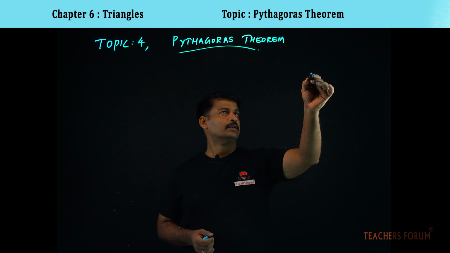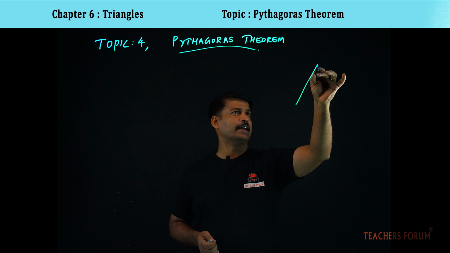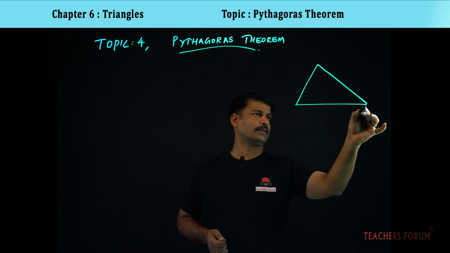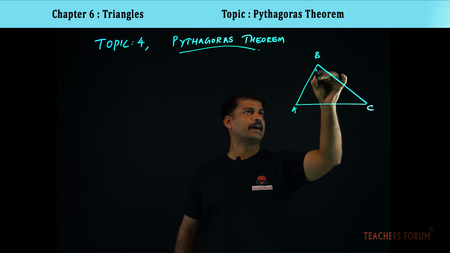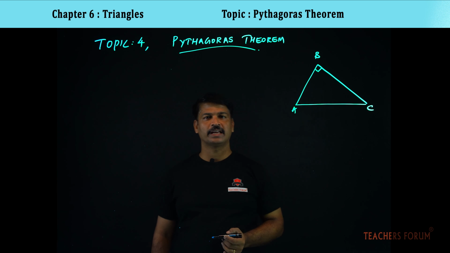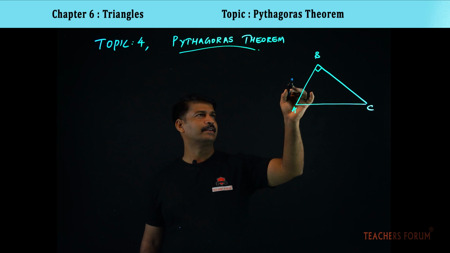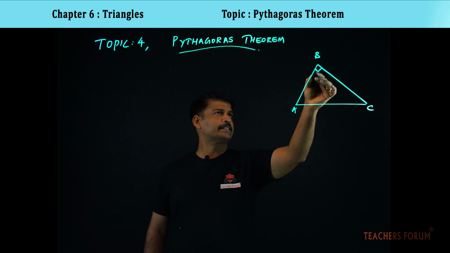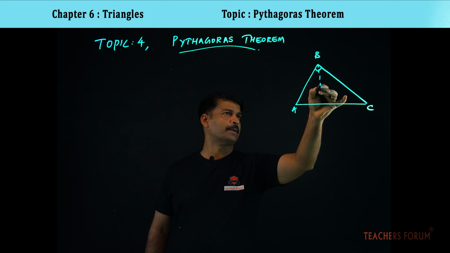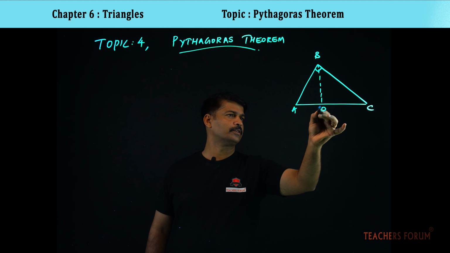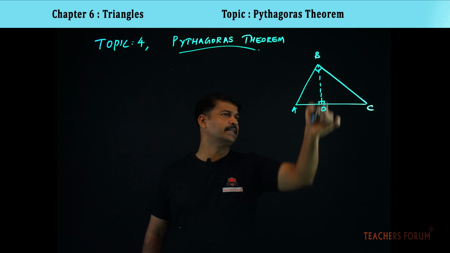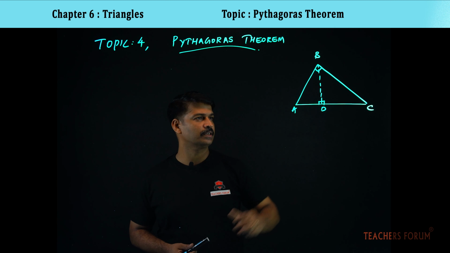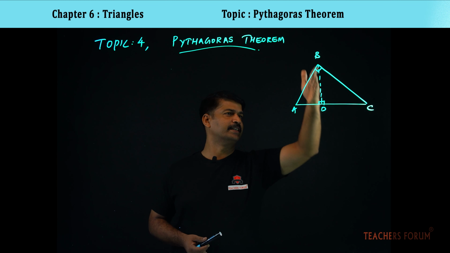Okay. So first let us consider a right triangle ABC, right angled at B. So ABC is a right angled triangle, right angled at B. Let us draw perpendicular BD to the side AC. So what will be this angle? This angle will be 90 degrees, because BD is drawn as a perpendicular from the vertex B to the side AC.